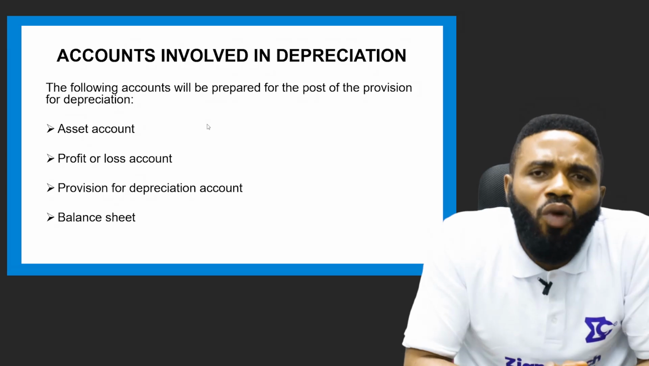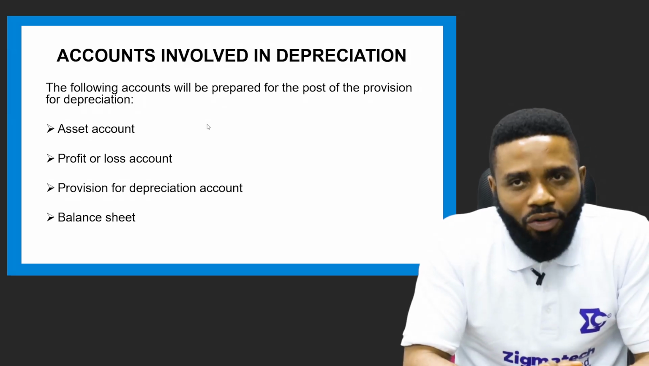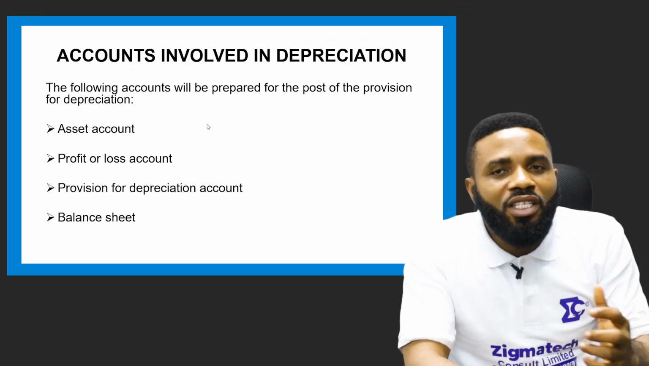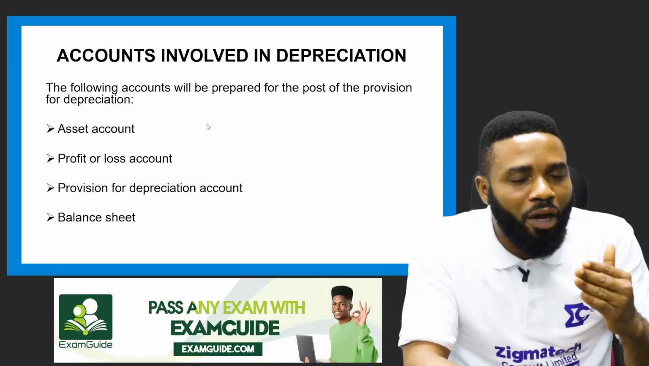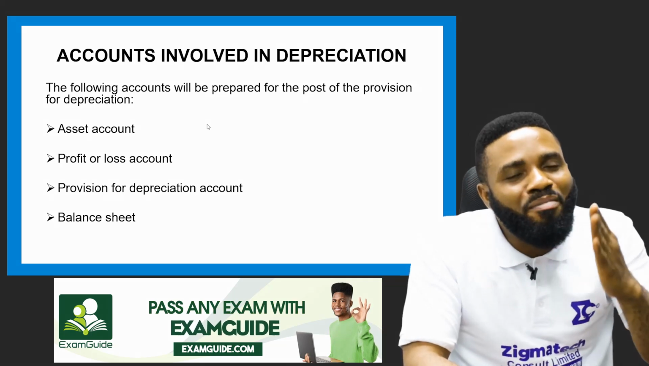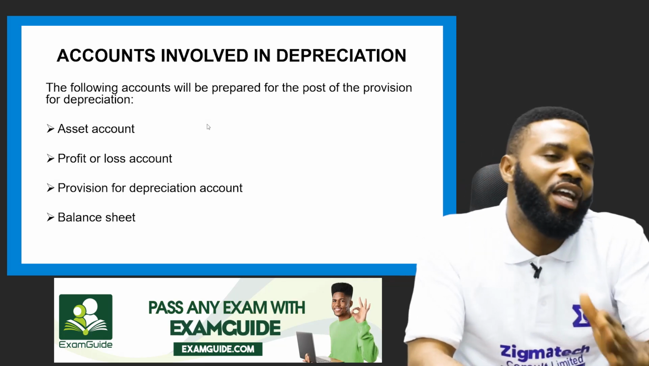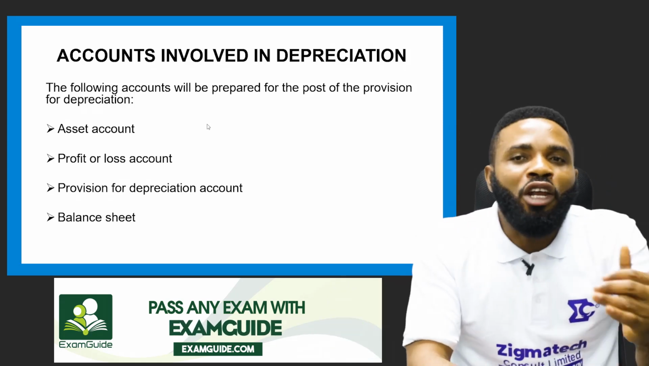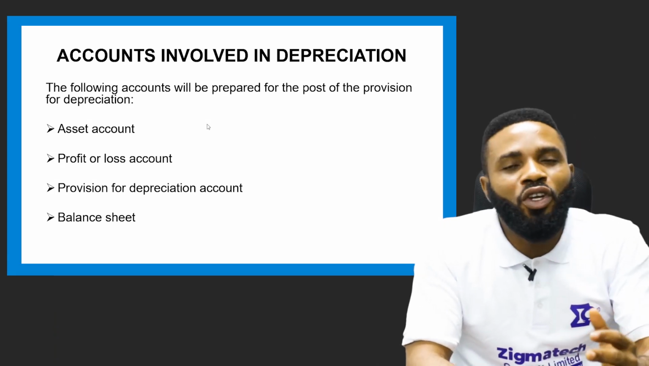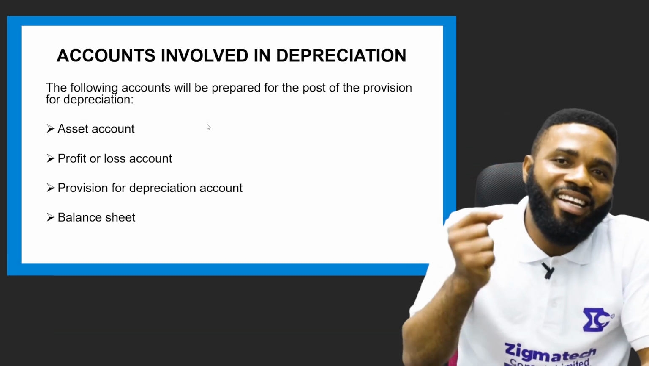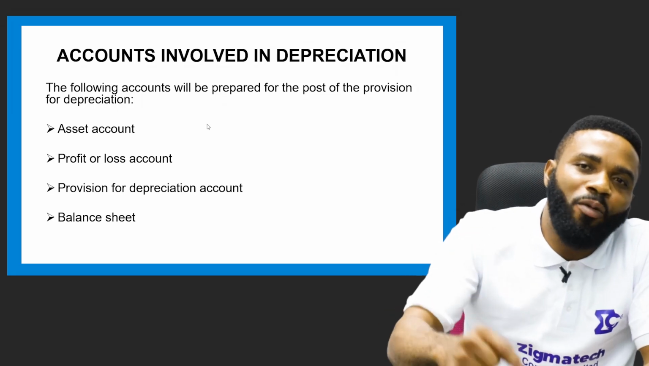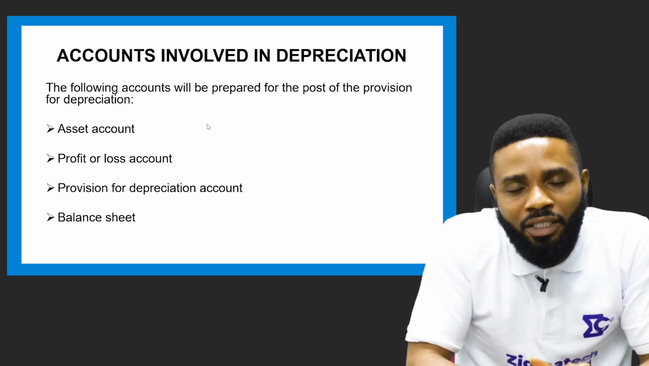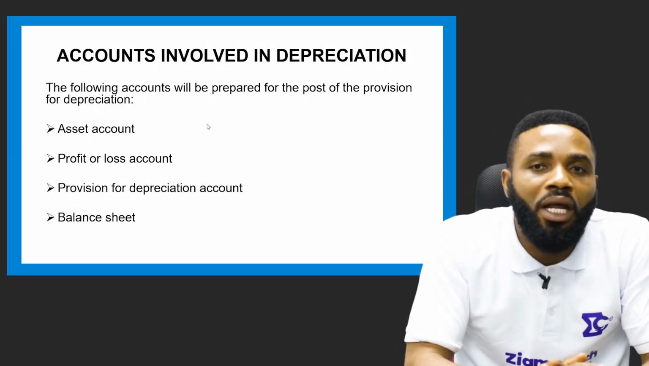And then the second one is the profit or loss account. Of course, depreciation is always an expense. So depreciation as an expense will always reduce your profit. So it must be charged to the debit side of the profit or loss account to reduce your profit. That is it. And then it will be subtracted from the value of the asset in the statement of financial position, which we call the balance sheet.